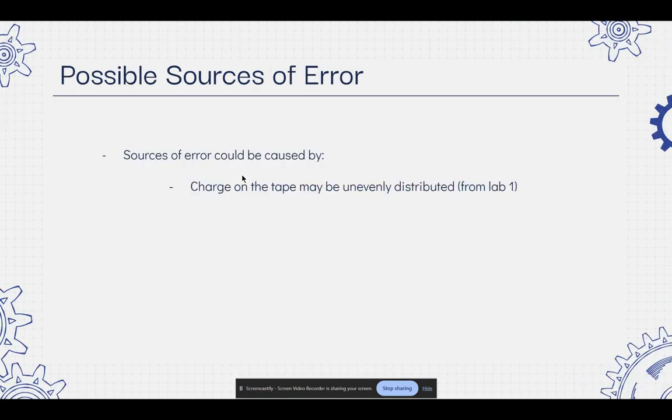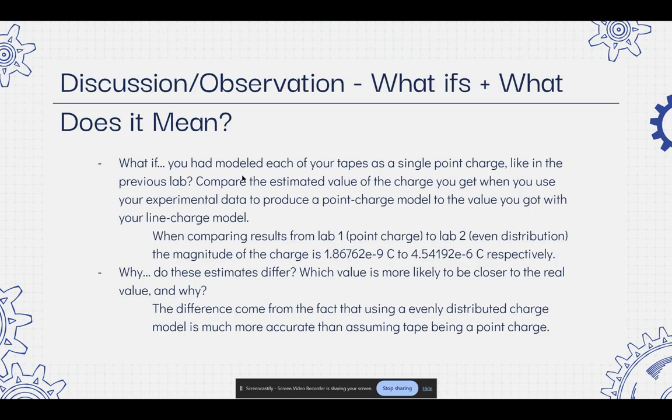Now, some possible sources of error are that the charge on the tape may not be evenly distributed, and the tape may differ from Lab 1, because obviously my finger has been touching it when performing the lab.